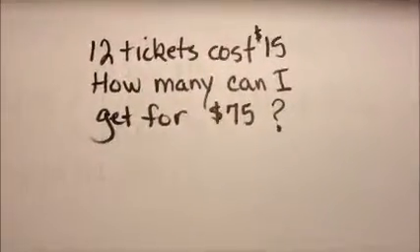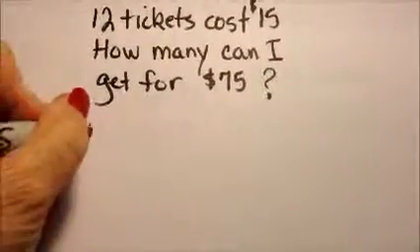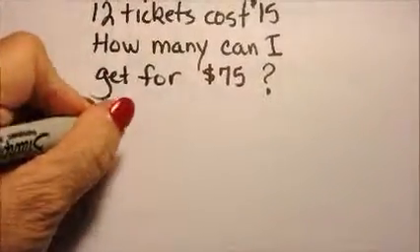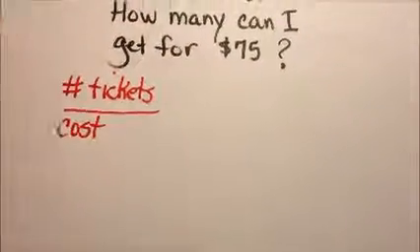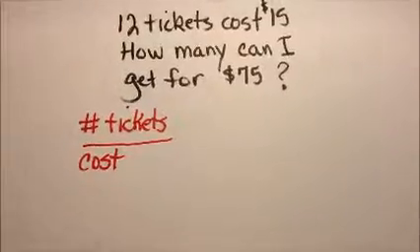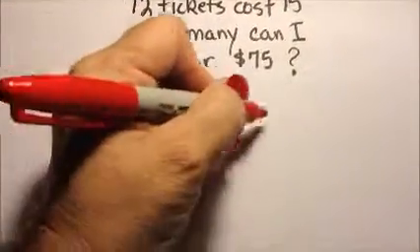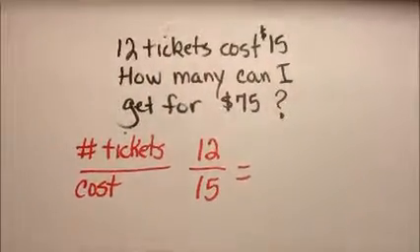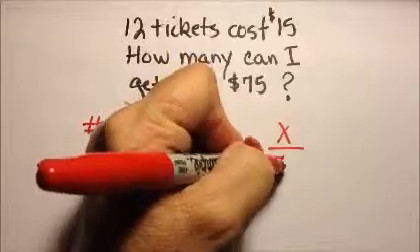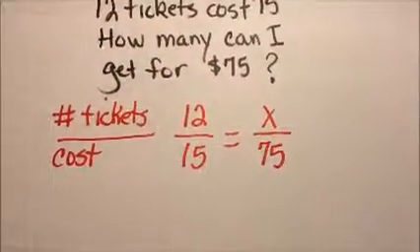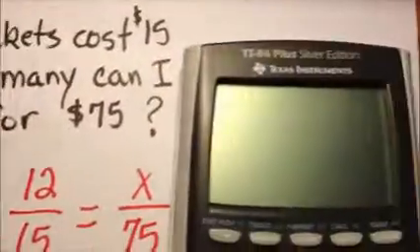12 tickets cost $15. Okay, so I'm going to do the number of tickets and the cost of the ticket. So 12 costs 15. I want to know how many I can get for $75. Okay, so I'm going to move over here to my calculator.